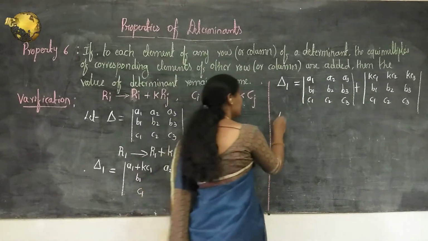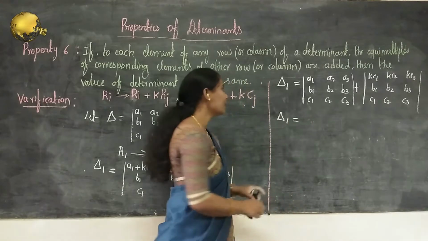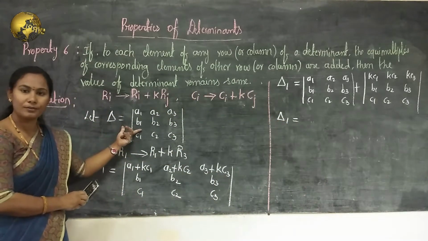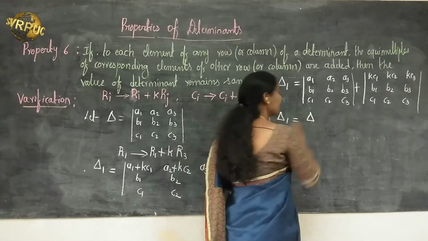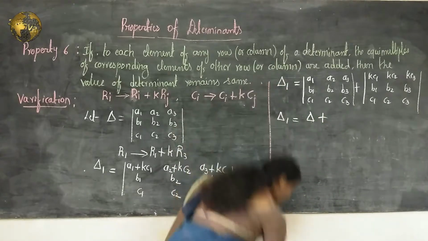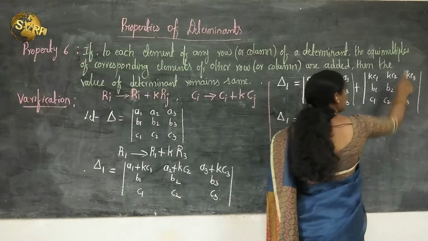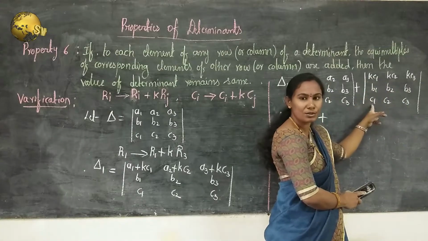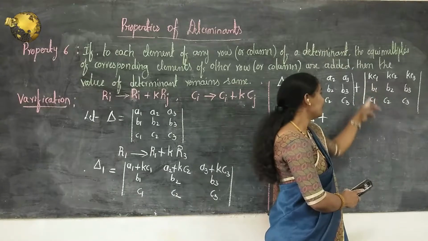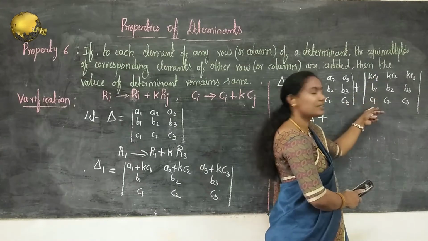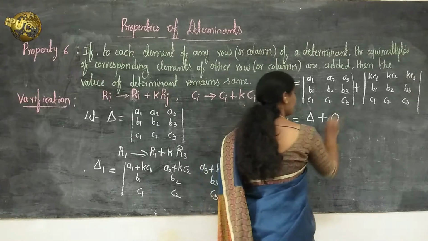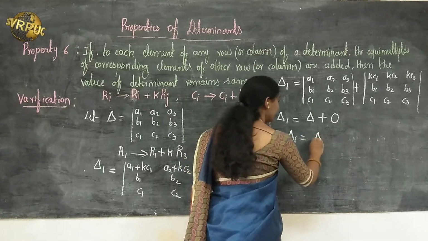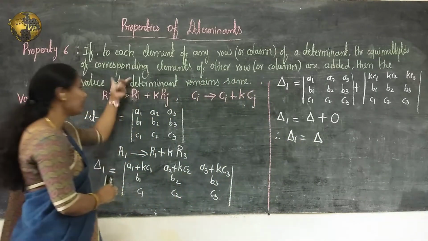Now delta 1 is equal to the determinant A1, A2, A3, B1, B2, B3, C1, C2, C3. What is that? That is our delta. Plus, next, K C1, K C2, K C3, and then here C1, C2, C3. Here the corresponding elements are proportional. So according to property number 4, the value of this determinant is 0. Therefore delta 1 is equal to delta. That is what we have to prove, right?